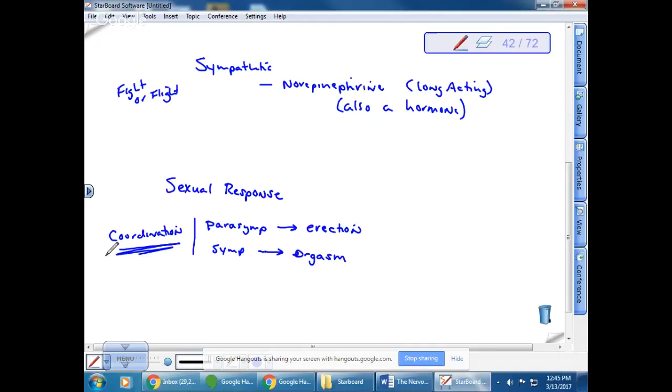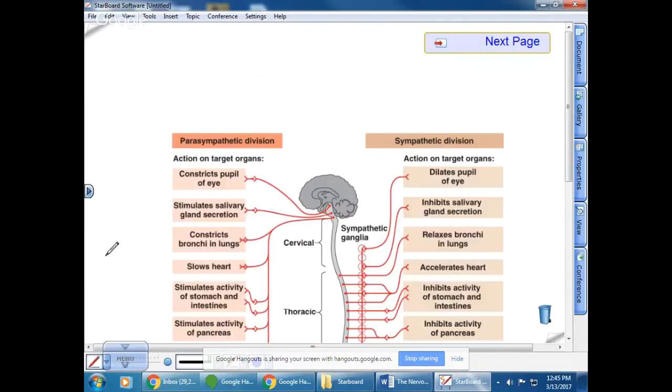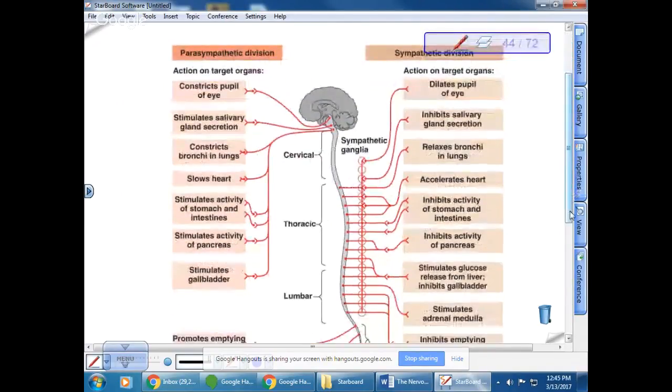So in your book, they have this diagram that shows the sympathetic division versus the parasympathetic division. You don't need to know this, but you'll notice that all the fibers that are coming out from the center of the spinal cord are sympathetic. And the ones that are coming down from the brain and the sacral region tend to be parasympathetic. And you'll notice that the sympathetic decreases digestion, so it would decrease the activity of the pancreas, but it also increases the activity of the heart and other things.